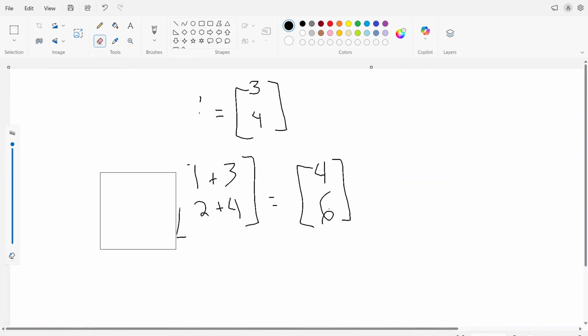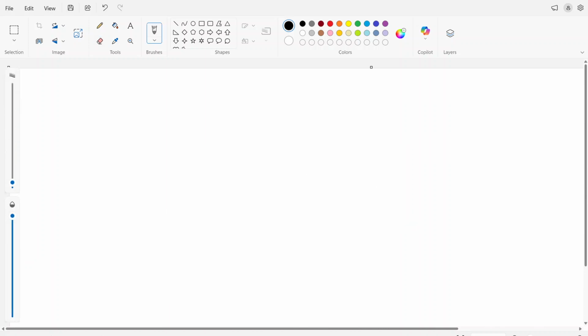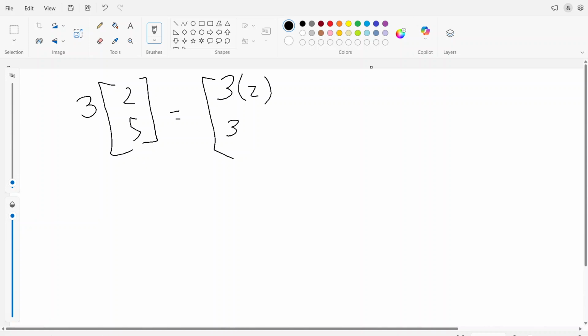Now let's go over scalar multiplication. A scalar, as we know, is just a number. So for example, we can have 3 times 2, 5. What we do is multiply every entry, as we already know: 3 times 2 and 3 times 5. Our answer for this would be 6, 15. This means that the vector becomes 3 times longer.